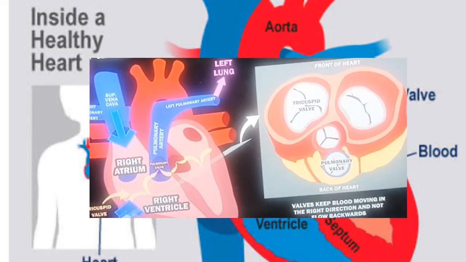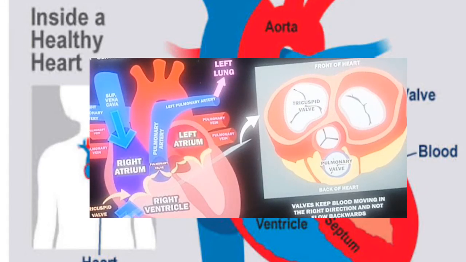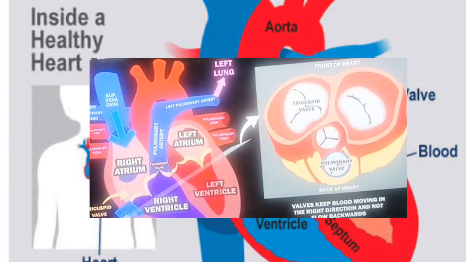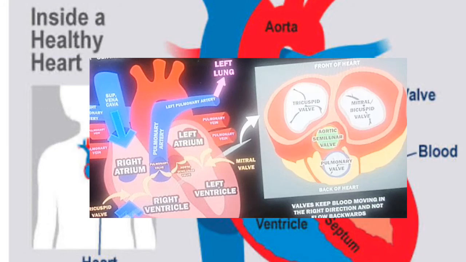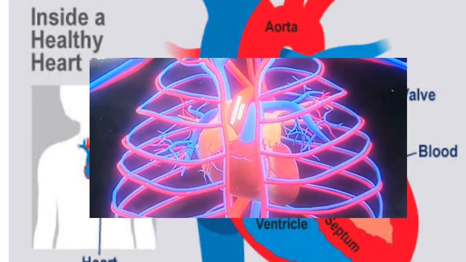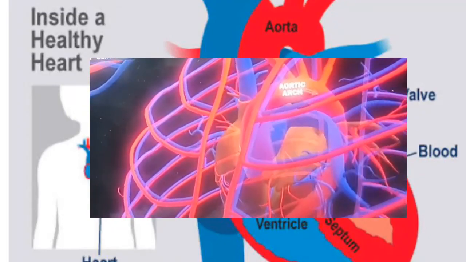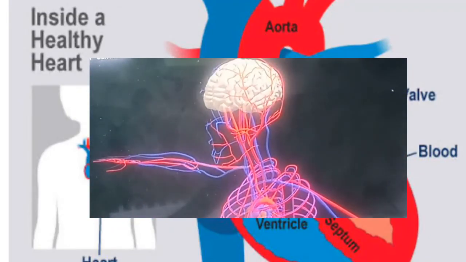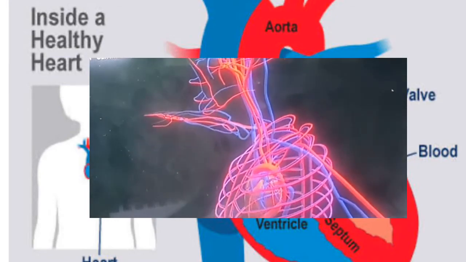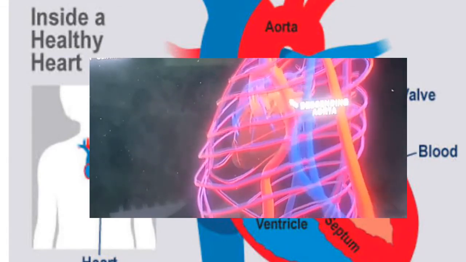As blood leaves each chamber of the heart, it passes through a valve. There are four heart valves within the heart: the mitral valve, tricuspid valve, aortic valve, and pulmonic, also called pulmonary valve. The tricuspid and mitral valves lie between the atria and ventricles. The aortic and pulmonic valves lie between the ventricles and the major blood vessels leaving the heart.